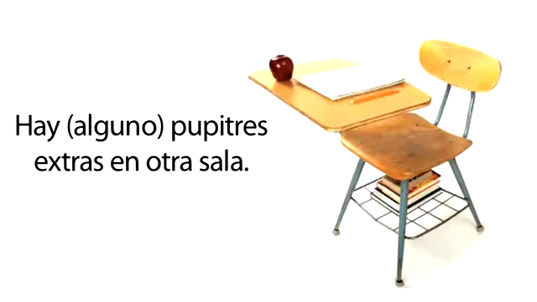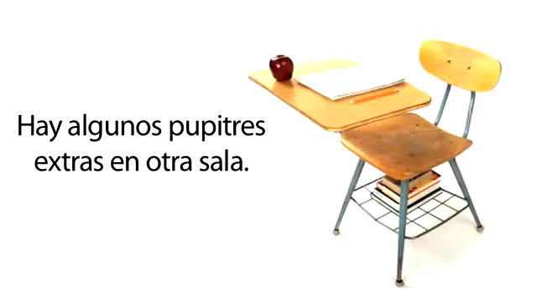Why don't you try a few? Change alguno so that it matches in gender and number to the noun that follows it. To make it plural, just add an S for masculine and change the O to an A and then add an S for feminine. And you don't need the tilde for either plural forms. Hay blank pupitres extras en otra sala. Algunos. Hay algunos pupitres extra en otra sala. There are some extra desks in the other classroom.